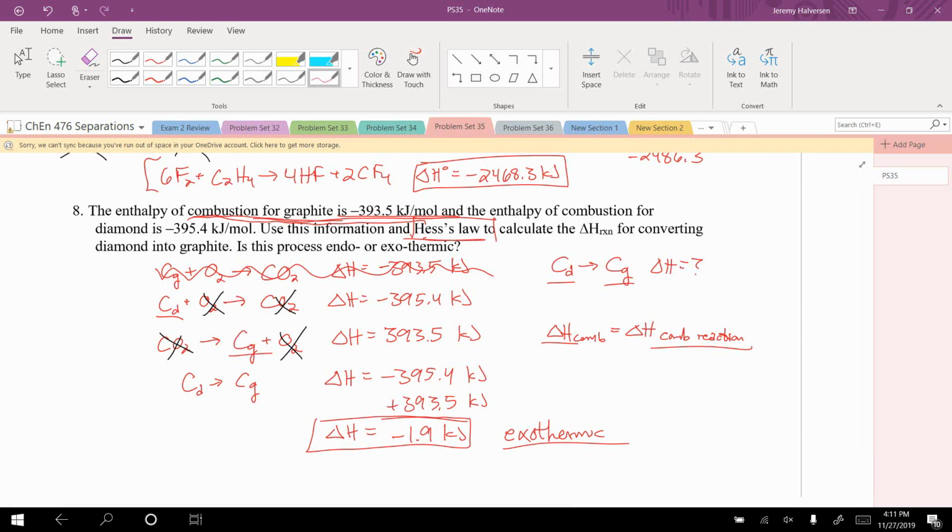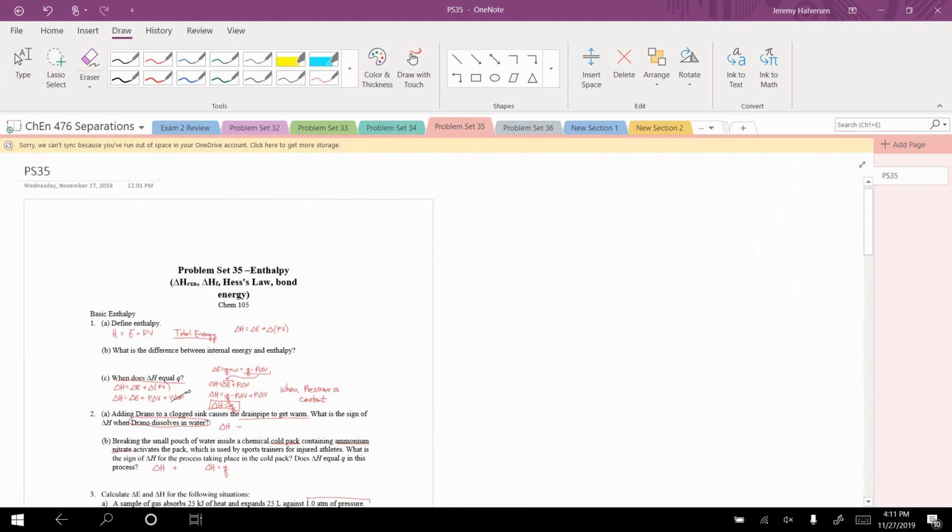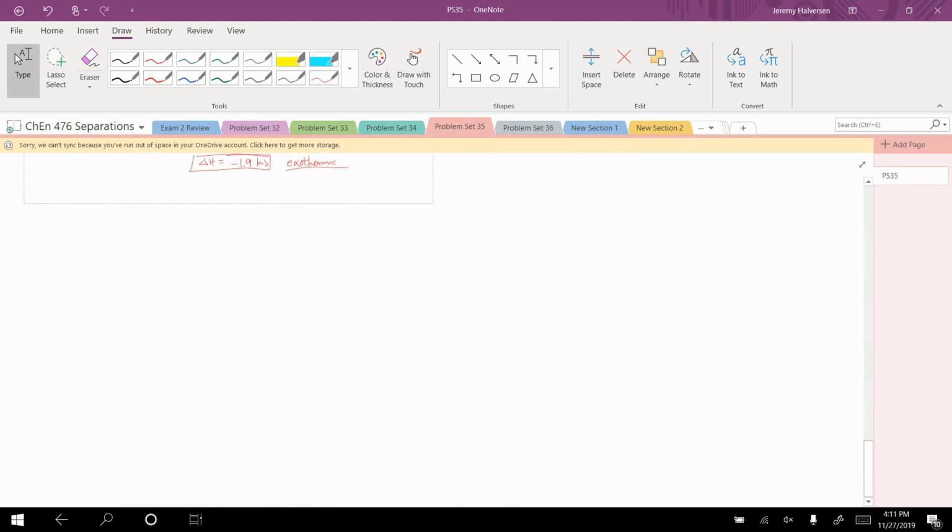So essentially when diamond converts into graphite, heat's released, which makes sense because we know that if we want to convert graphite into diamond, it takes a lot of pressure and a lot of temperature. All right, so that brings us to the end of problem set 35 about enthalpy, and we'll call it a day.